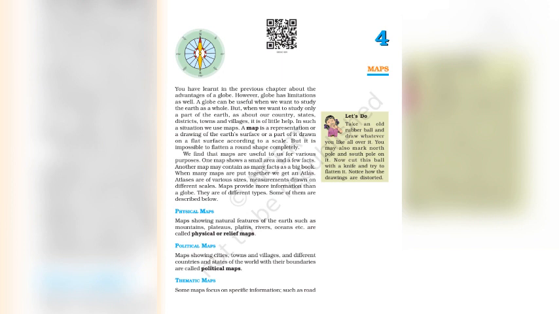Let's do an activity. Take an old rubber ball and draw whatever you like all over it. You may also mark the North Pole and South Pole on it. Now cut this ball with a knife and try to flatten it. Notice how the drawings are distorted.